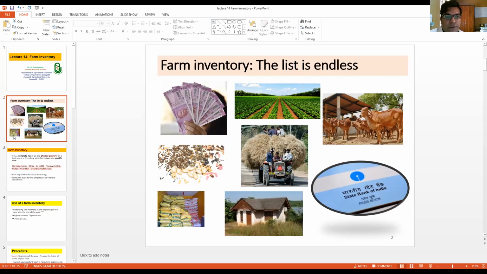He'll be having cash on hand, right? He'll be having some seeds, fertilizers in his godown, in his storage house, a farm building for him to keep his harvest. Then he'll be having some time deposits, the money as a fixed deposit or a recurring deposit in a bank or post office. And then he'll be having a tractor, fodder, he'll be maintaining cattle, livestock, a cattle shed, land, and a standing crop. So we'll be seeing all these items.